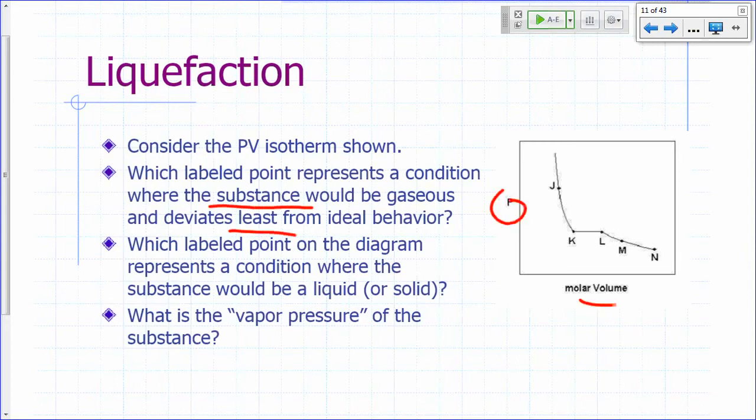This is pressure versus volume. Let's change this since your clickers have A, B, C, D, and E. Let's make this A, B, C, D, and E. Okay? So which labeled point on this diagram, this is an isotherm here, represents a condition where the substance would be gaseous and deviates least from ideal behavior? A, B, C, D, or E?